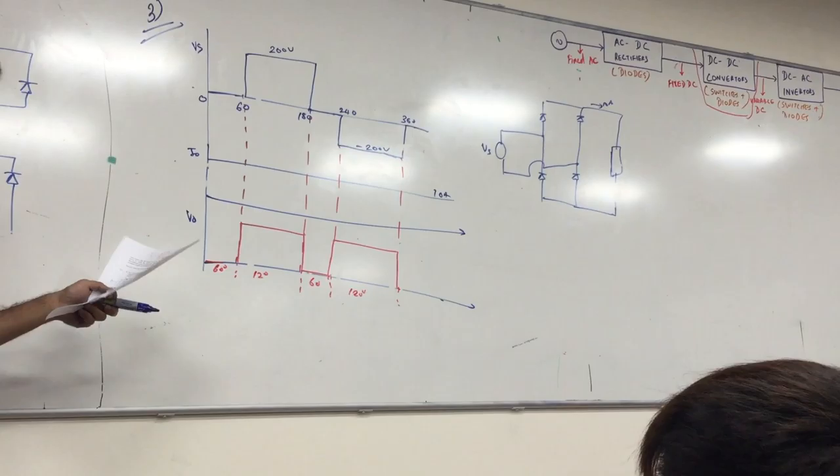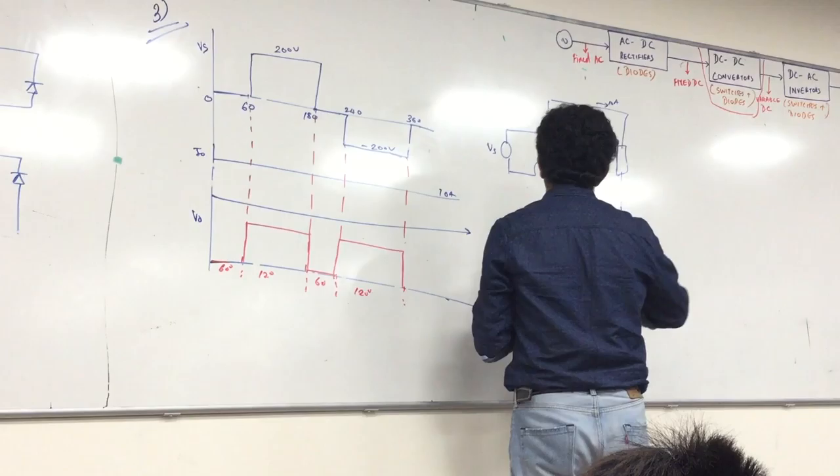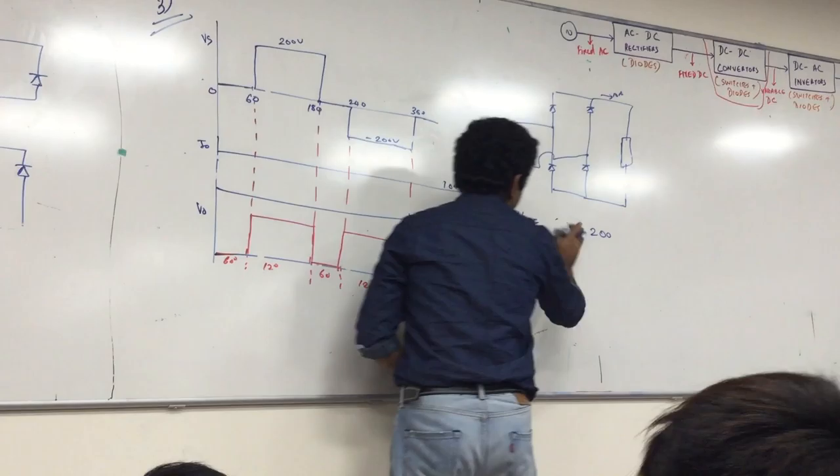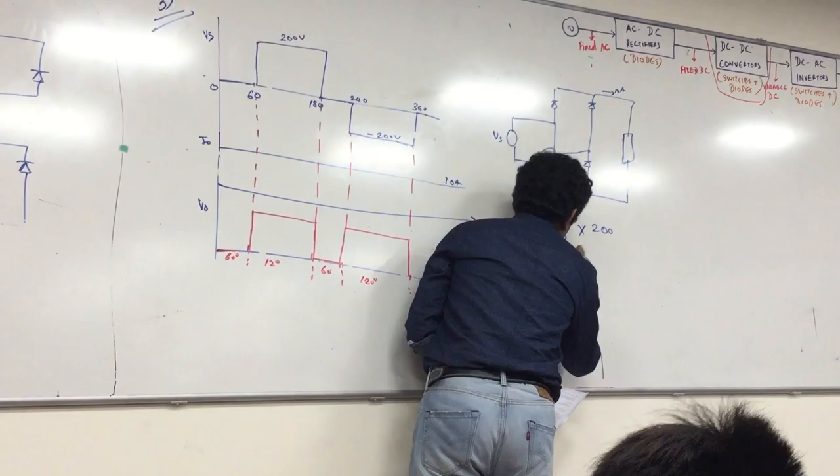So do I know what the average voltage is now? I can find it out, right? I know the periods when it is off, I know the period when it is on. So I know this is my voltage output. VO is just 120 by 180 into 200. It's conducting for 120, and the total time period is 180. Or 240 by 360 into 200.